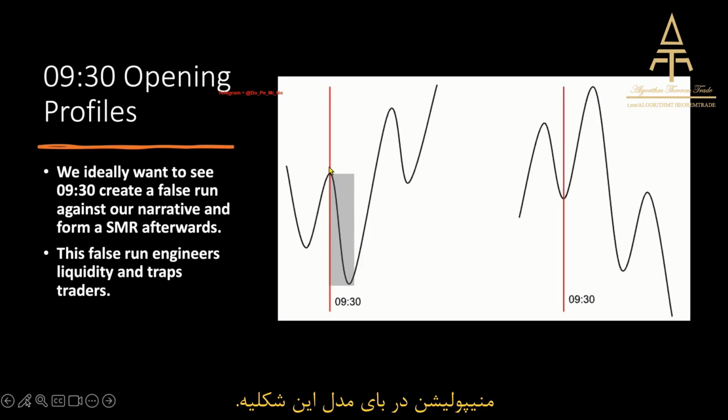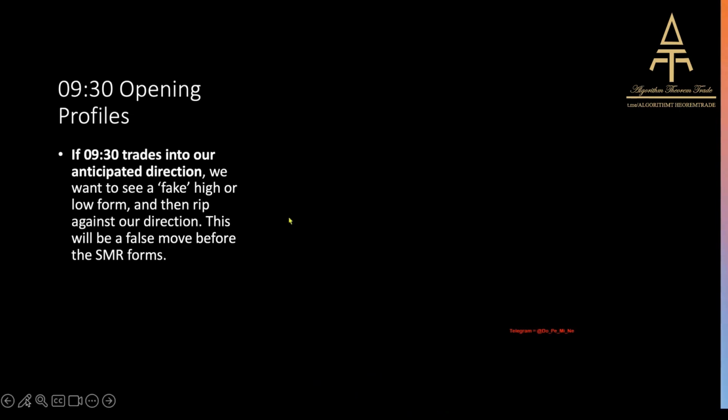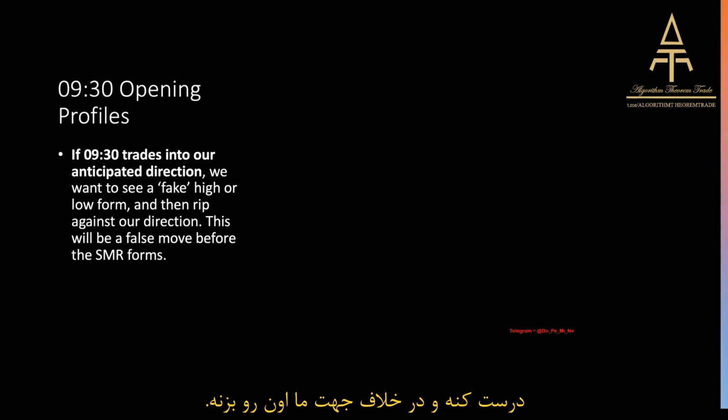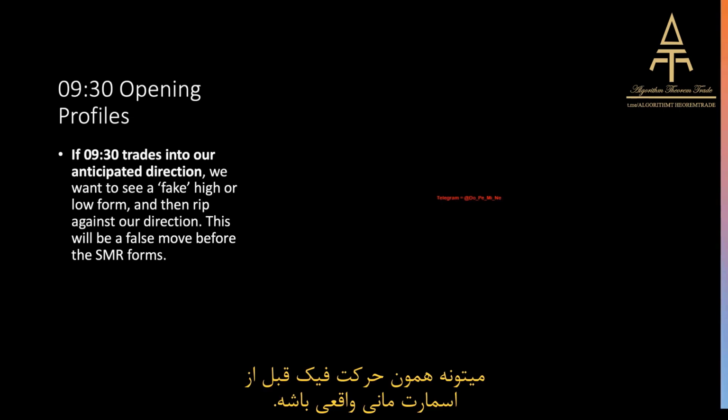This is what the manipulation looks like within the buy model, and this is what the manipulation looks like within the sell model. The gray boxes represent this. Another 9:30 opening profile is the following. If 9:30 trades in our anticipated direction, we want to see a fake high or low form and then rip against our direction. This will be a false move before the real smart money reversal forms.